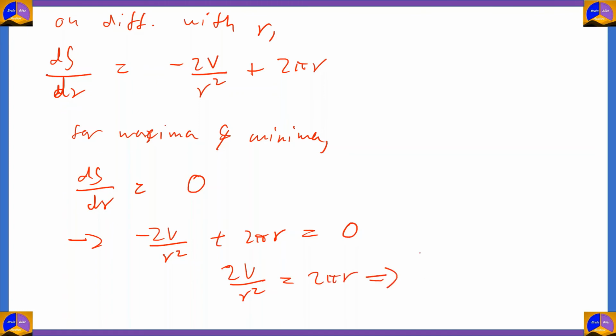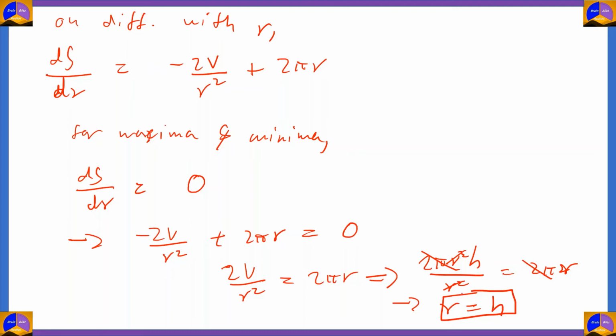And on putting the value of volume as pi r square h, we'll get 2 pi r square h divided by r square is equal to 2 pi r. So r square gets cancelled on the numerator and the denominator. 2 pi and 2 pi get cancelled on both sides. So we get the value of r as h. So the radius of the cylinder is equal to the height of the cylinder.